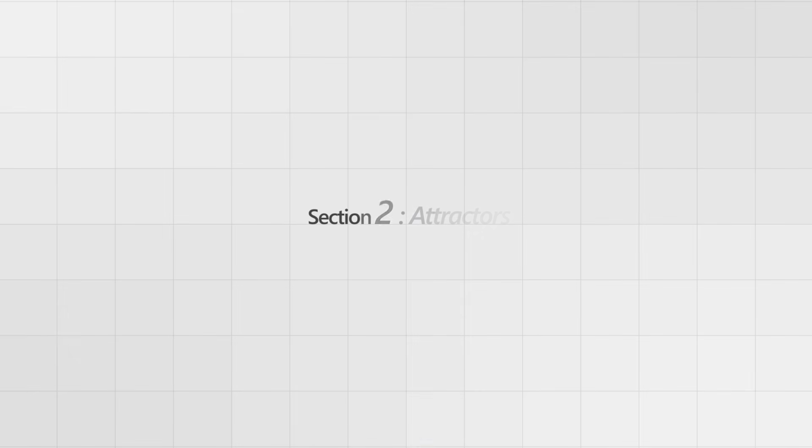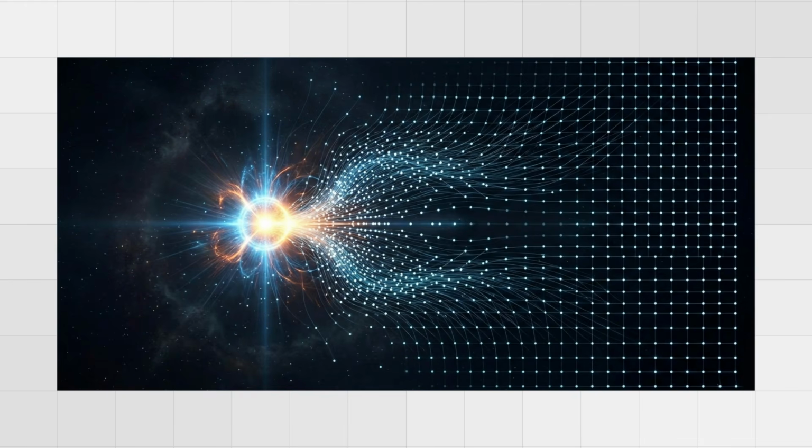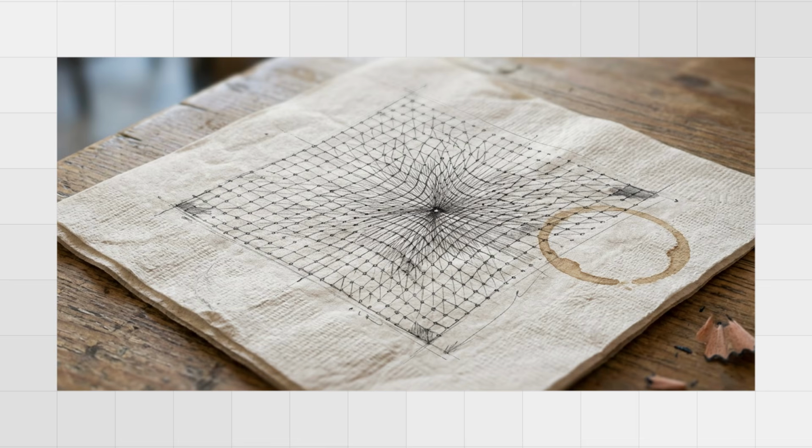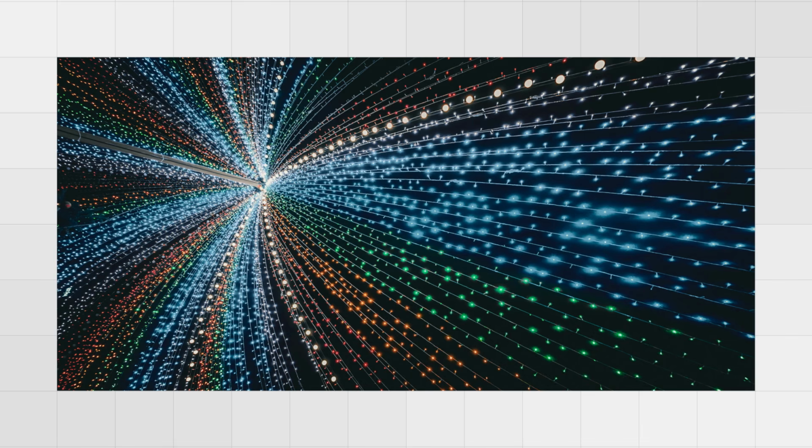Section 2, Attractors. An attractor in Grasshopper is actually a very simple concept, but it is one of the most powerful tools for generating parametric forms. In its simplest definition, an attractor is a point or an influencing factor that causes other elements in the system to respond to it. Instead of directly designing the form, we define a driver, and the form evolves based on its relationship with that driver.